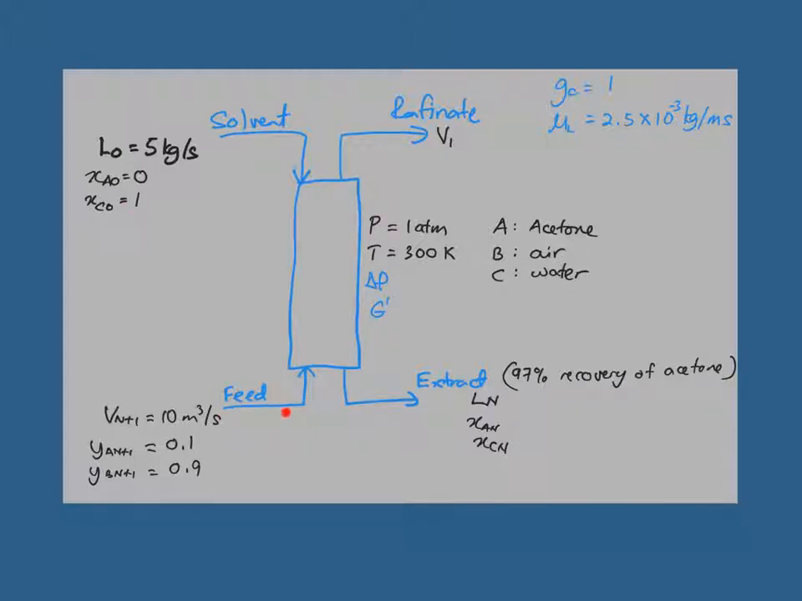At the bottom of the packed column, feed gas volumetric flow rate is given by 10 meter cube per second, and it consists of 10 mole% of acetone. Therefore, the mole fraction of acetone at the feed gas is 0.1. The rest of the component would be air. So in the feed gas, we have a mixture of acetone and air.